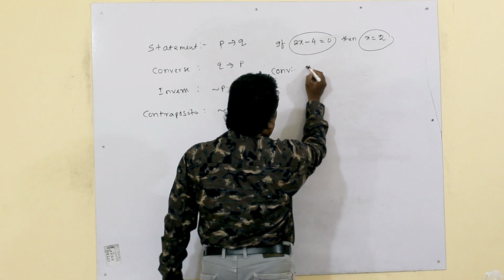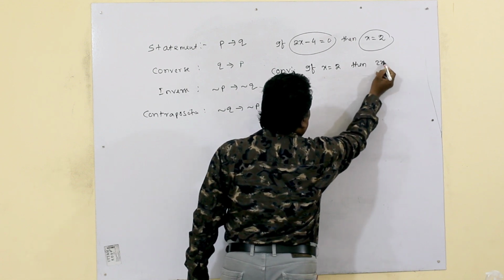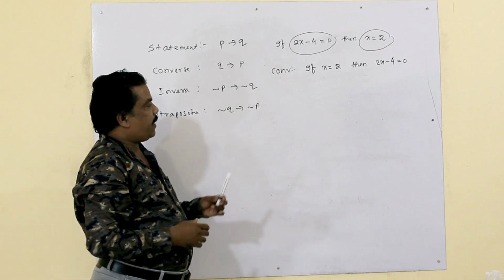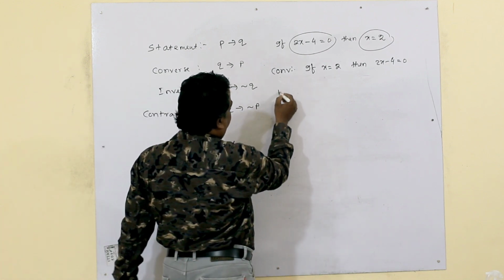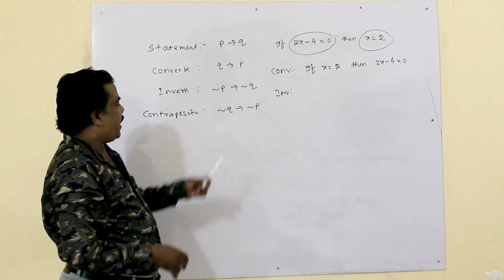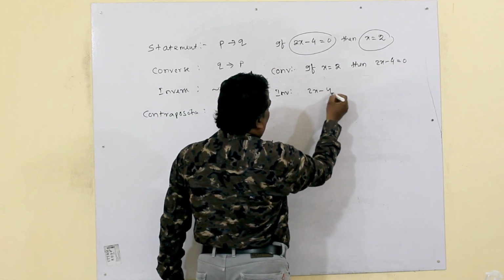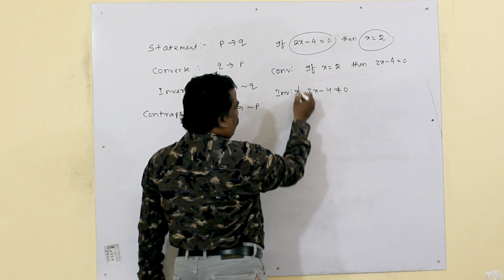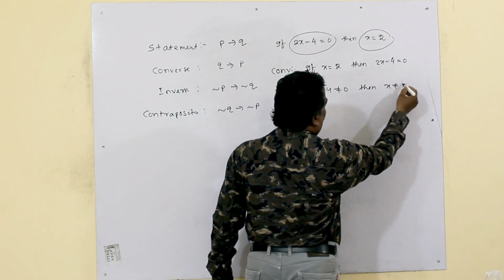So the converse of the given statement is if x is equal to 2, then 2x minus 4 is equal to 0. And the inverse of P implies Q is negation P implies negation Q. That means if 2x minus 4 is not equal to 0, then x is not equal to 2.